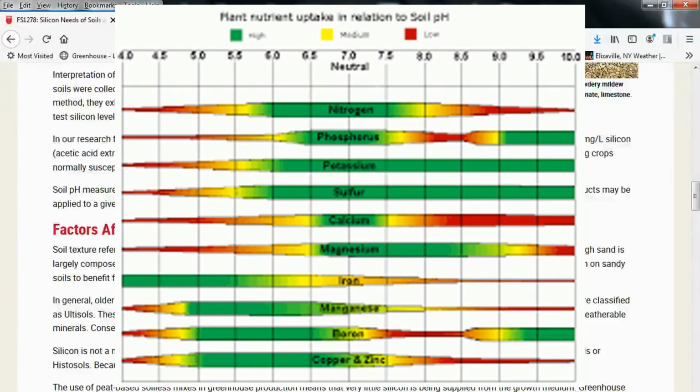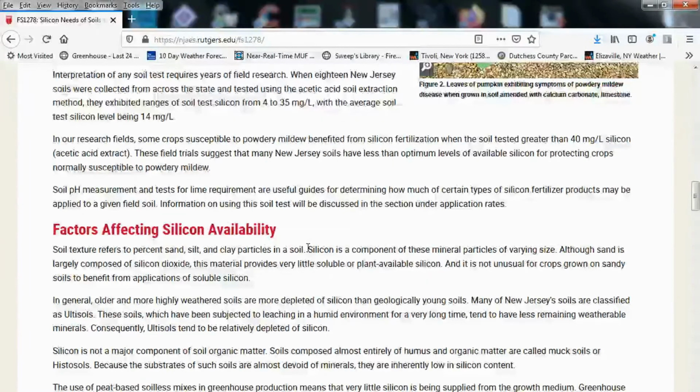Soil pH measurement and tests for lime requirement are useful guides for determining how much of certain types of silicon fertilizer products may be applied to a given field soil. Information on using the soil test will be discussed in the section under application rates.